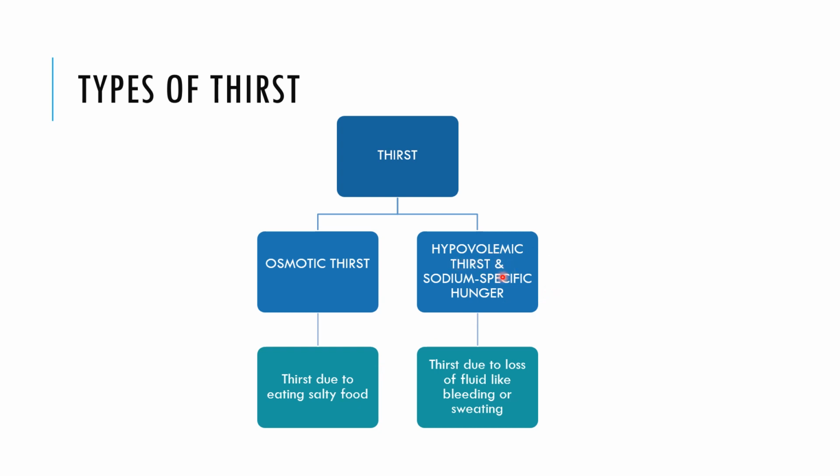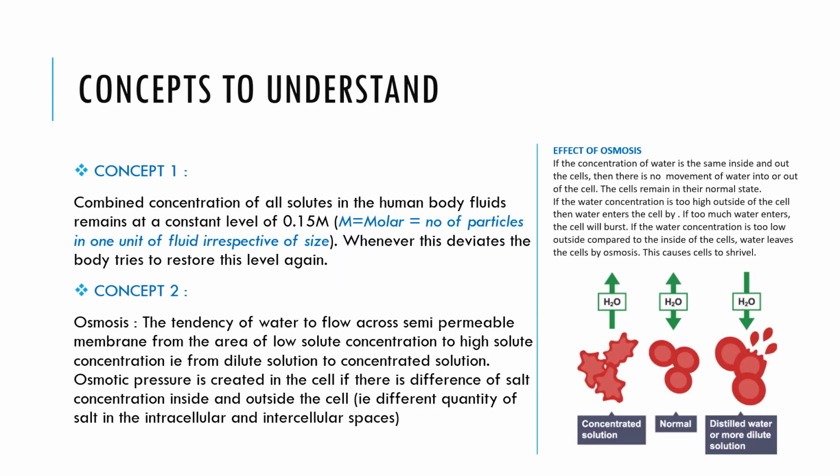Whereas hypovolemic thirst happens when there is a lot of water loss from the body, either in the form of sweat or due to bleeding or anything. If there is a loss of fluid from the body, the thirst that arises, the need to replenish that fluid, that kind of a need is known as hypovolemic thirst. Let's look at each of these in detail. Before that, we need to remember a few concepts.